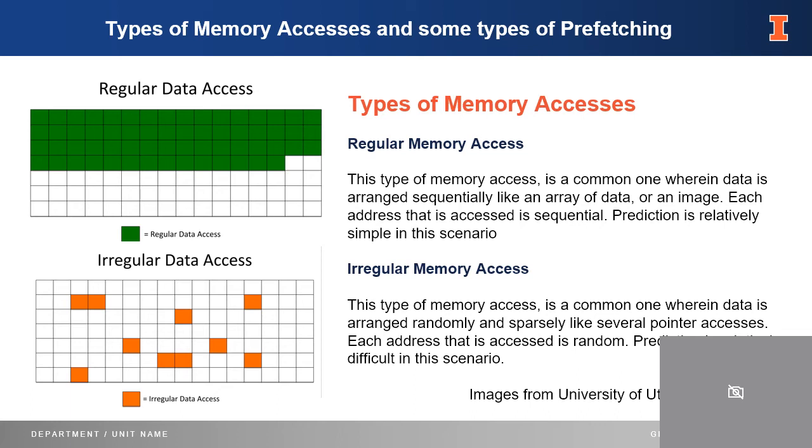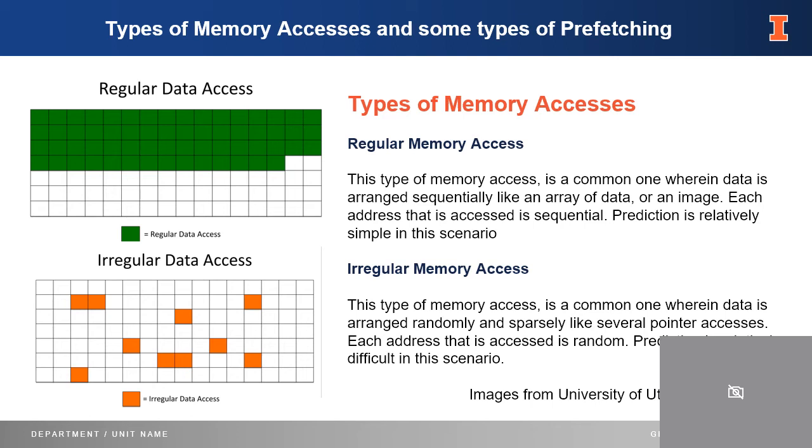This type of memory access is a common one wherein data is arranged sequentially, like an array of data or an image. Each address that is accessed is sequential, and in this case, prediction is relatively simple because if you're going after address x, then the next one is x plus 1, x plus 2, x plus 3, and so on. The next one that we would like to go over is an irregular memory access.